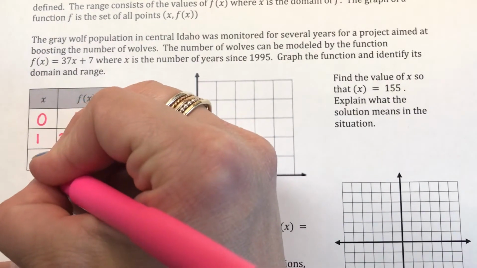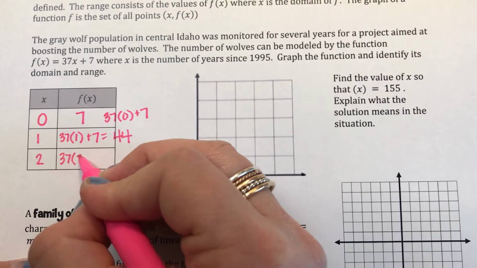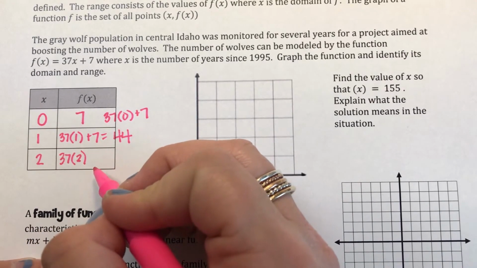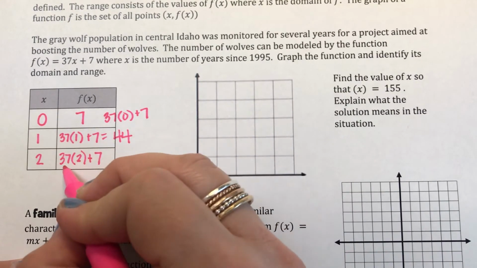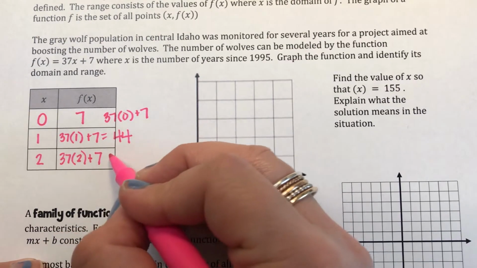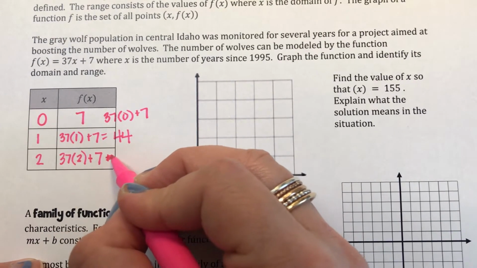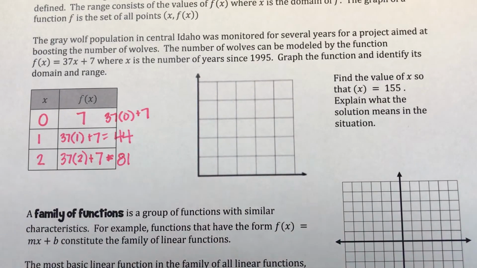And then what about 2 years after 1995? 37 times 2 plus 7. So 37 times 2 would be what? 74 plus 7 equals 81. Okay, so 0 years after 1995, we had 7 wolves. Then 1 year after, we had 44. And then 2 years after, we had 81.